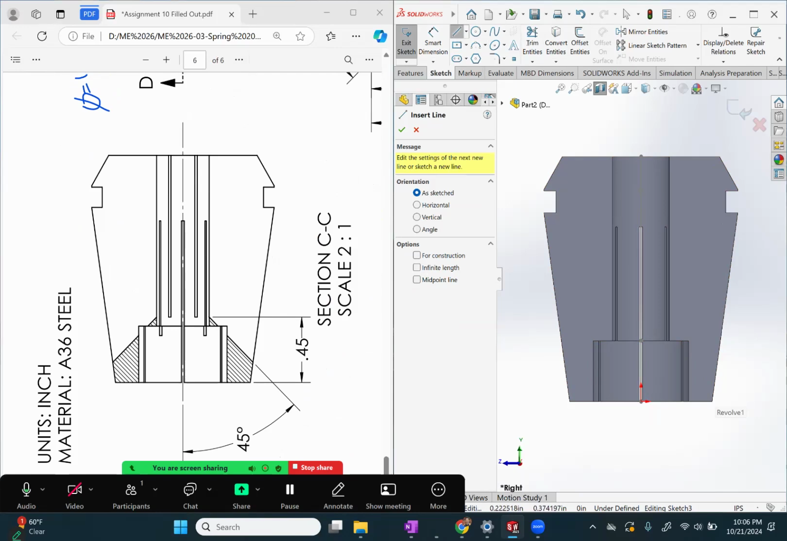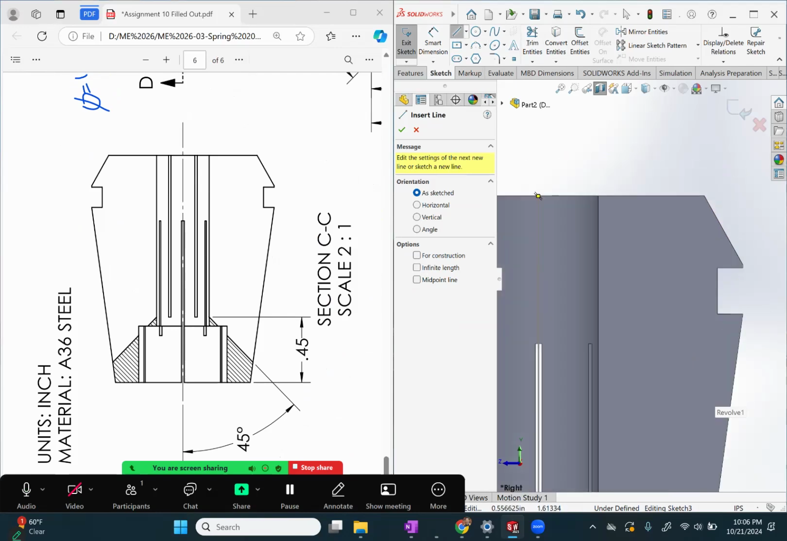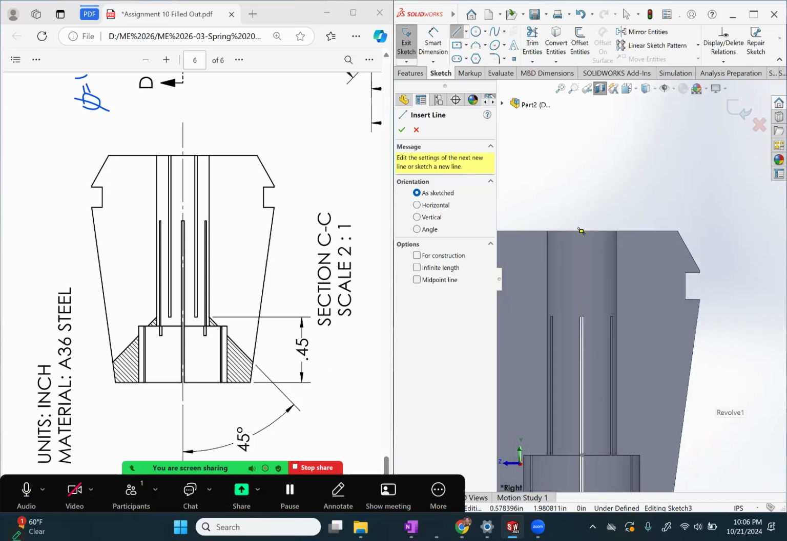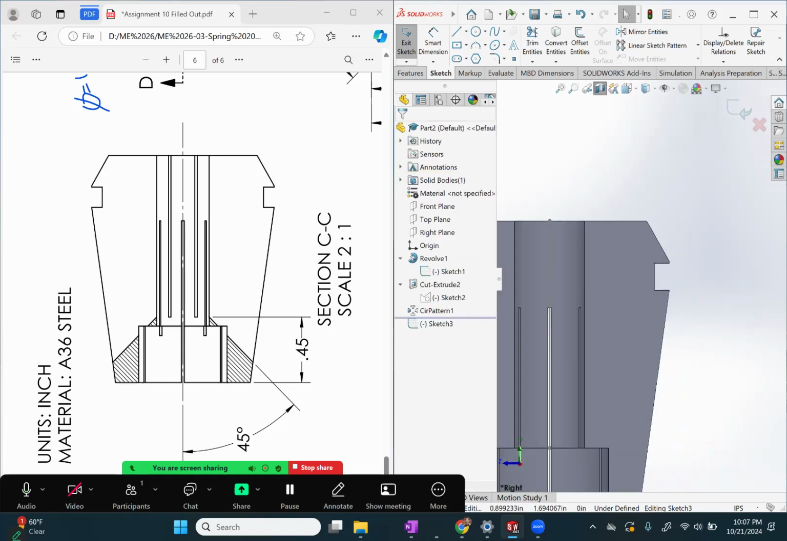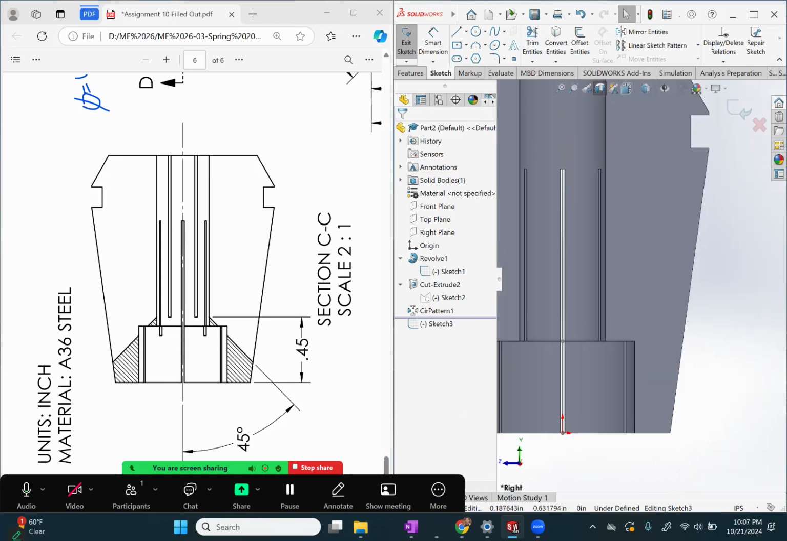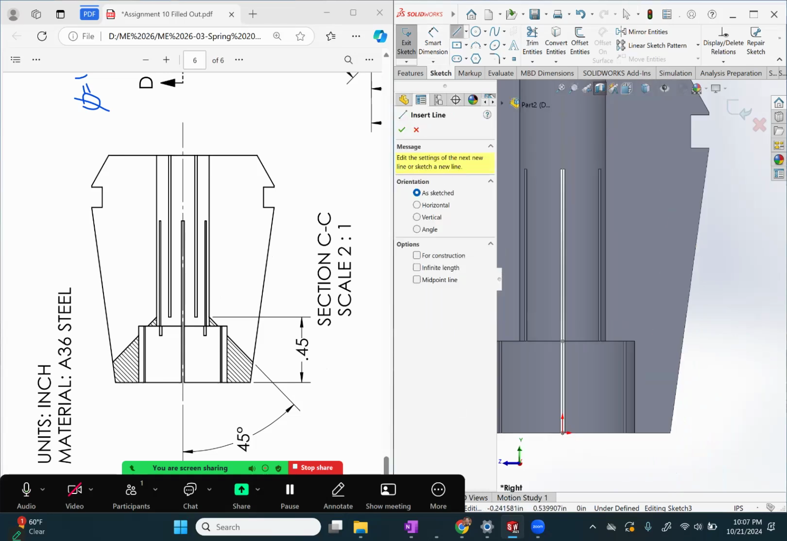So I will do the same method of tracing. Might have to be very careful here on where I click. Doesn't seem like it wants to lock onto any edges. Oh, there's that one. But actually, I think this is a good way to showcase something or prove a point. So this line is 0.45.